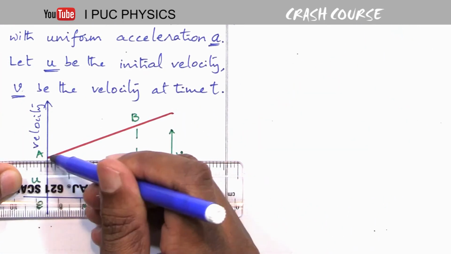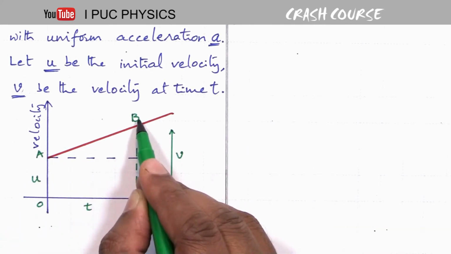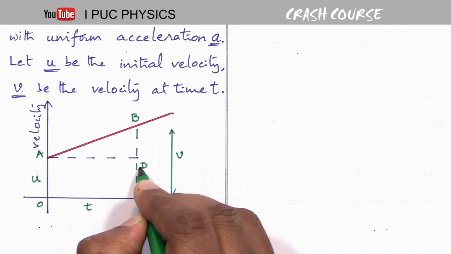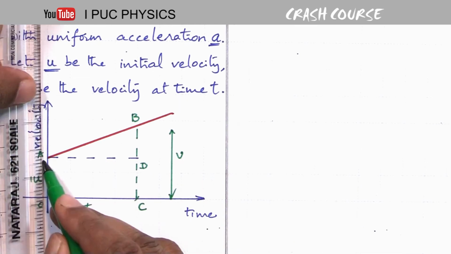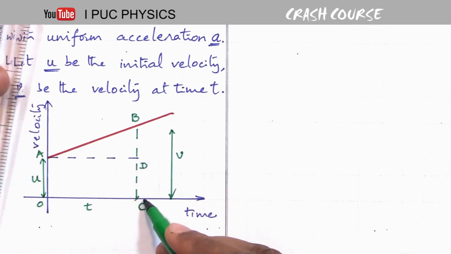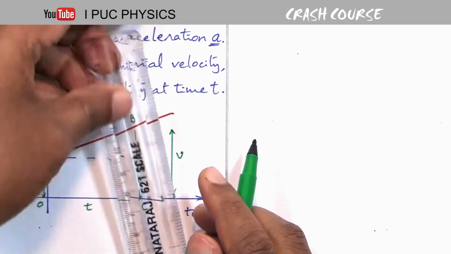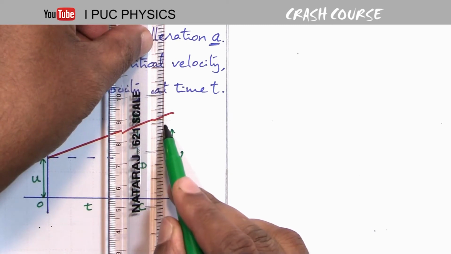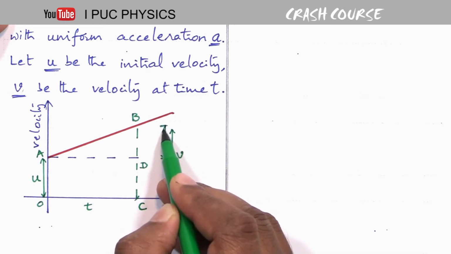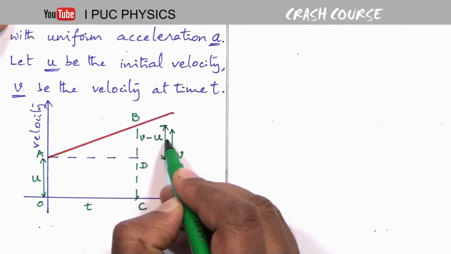This is reference line. O, A, B, this is C, this is D. AO is initial velocity. Then DC is also initial velocity u. Therefore BD is change in velocity. BD is v minus u, change in velocity.